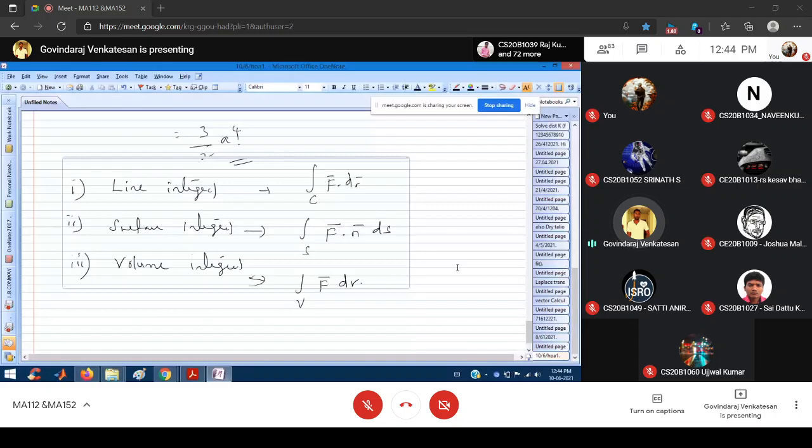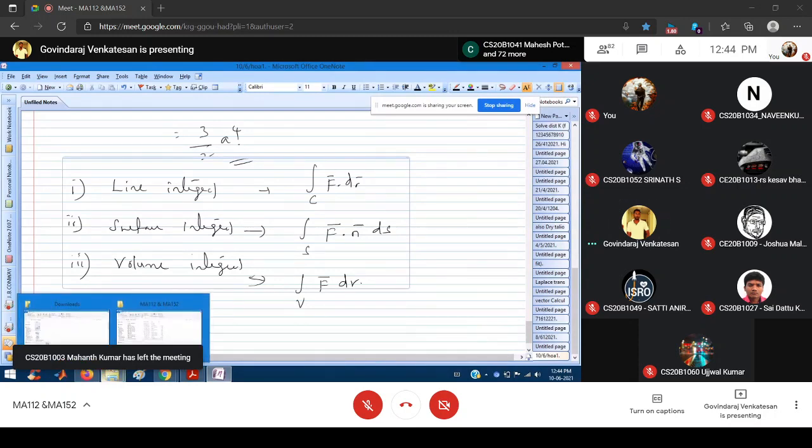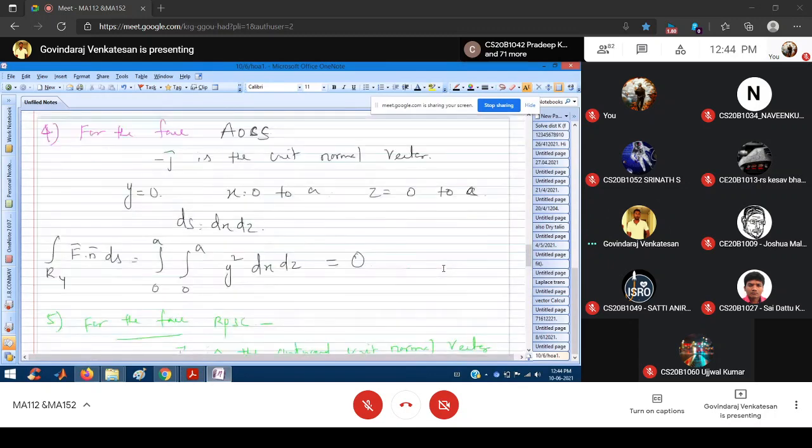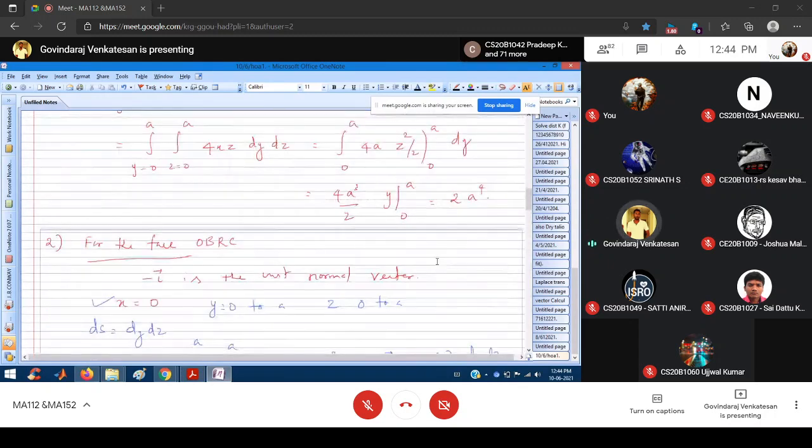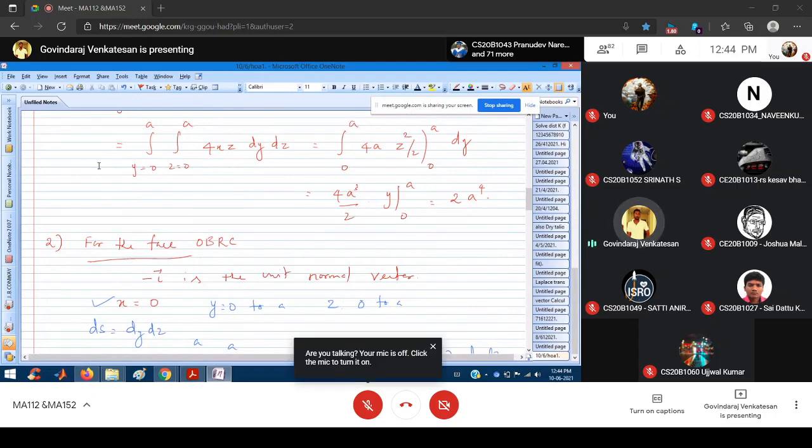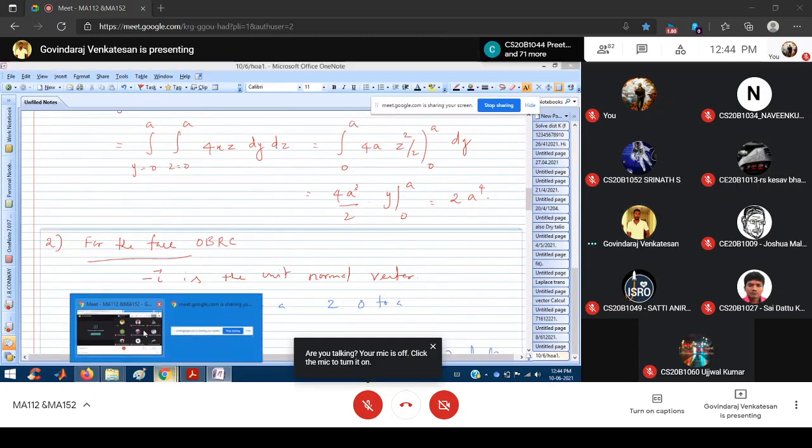So just to go through the volume integral, only one problem is given. From the exam point of view, I will also ask similar problems. Okay. Yes. So any doubts? Just go through the notes. If you have any doubts, you can contact me through phone or WhatsApp. Okay.